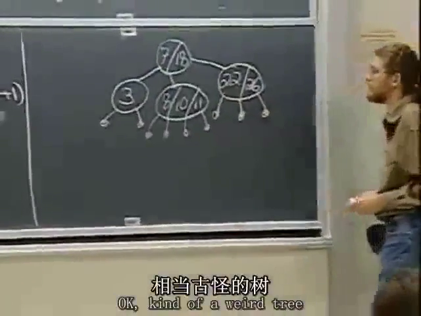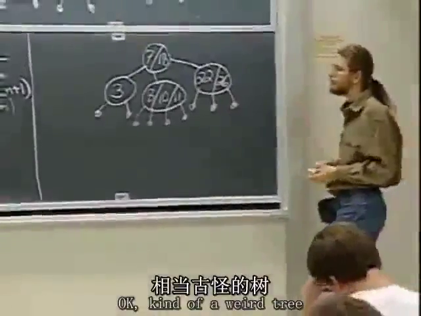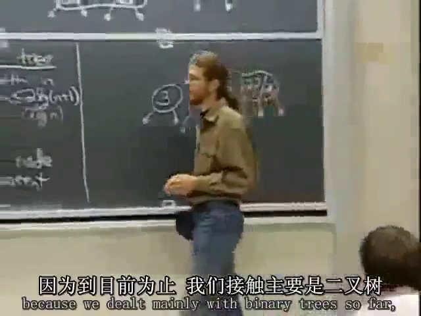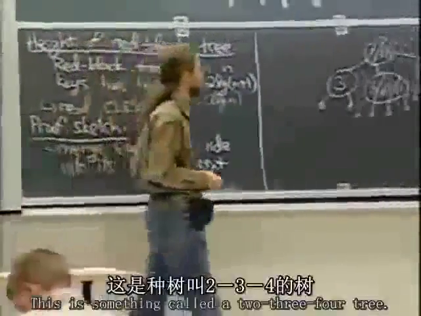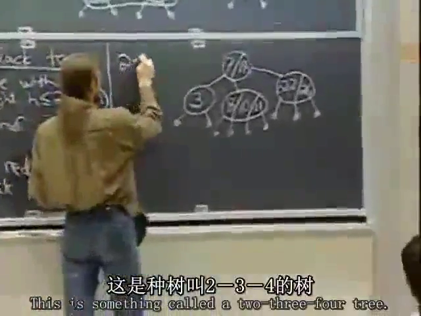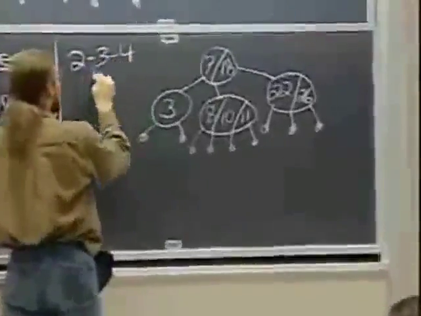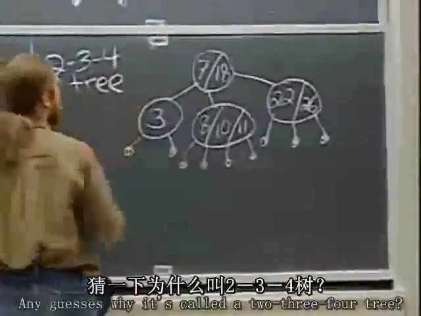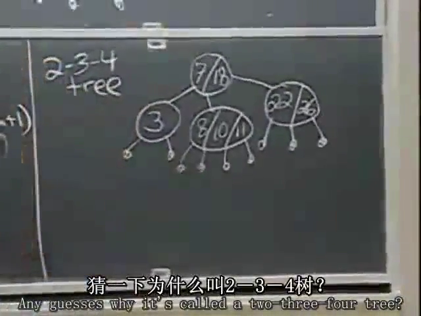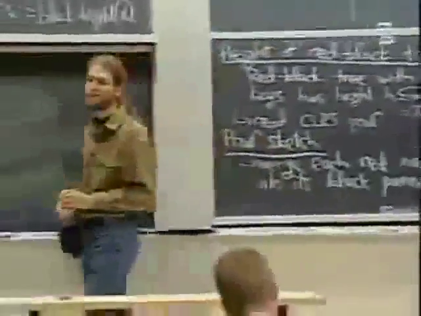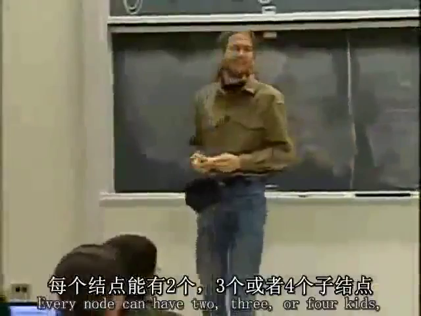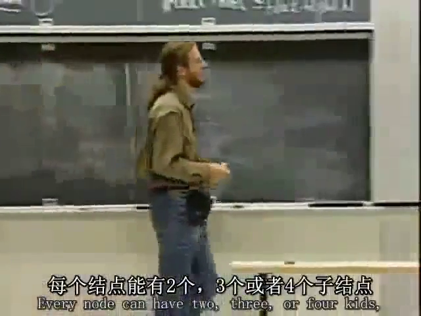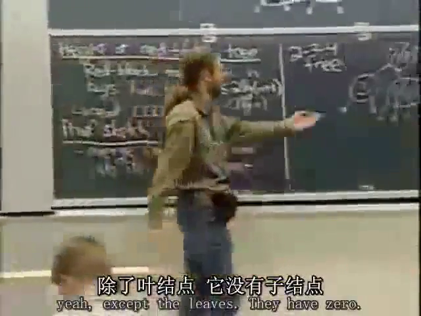Kind of a weird tree because we've dealt mainly with binary trees so far, but this is a foreshadowing of what will come on Friday. This is something called a 2-3-4 tree. And any guesses why it's called a 2-3-4 tree? You can have 2, 3, or 4 kids. Every node can have 2, 3, or 4 kids, except the leaves, they have 0.